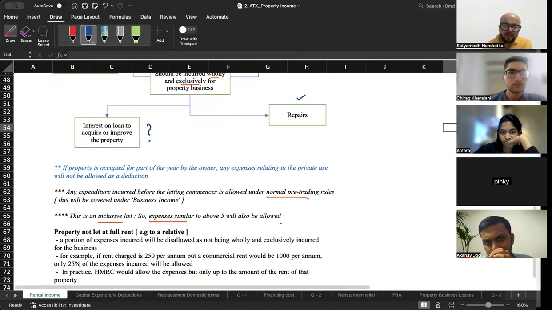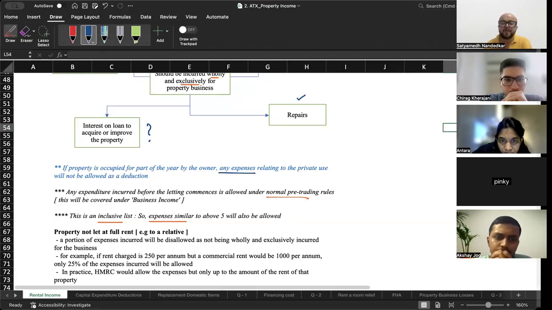Okay. And if property is occupied for part of the year by the owner, any expenses relating to private use will not be allowed as a deduction. What does that mean? If the property was let out for 8 months and the owner occupied the property for 4 months, and the total repair expense is 12,000, then out of that 12,000, 8,000 will be allowed and 4,000 will be disallowed. The proportionate part which relates to the owner's presence in the property is not allowed as a deduction.